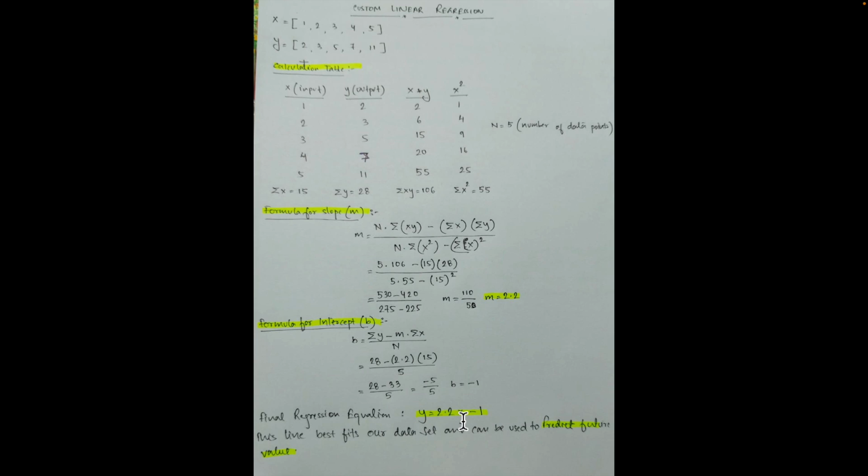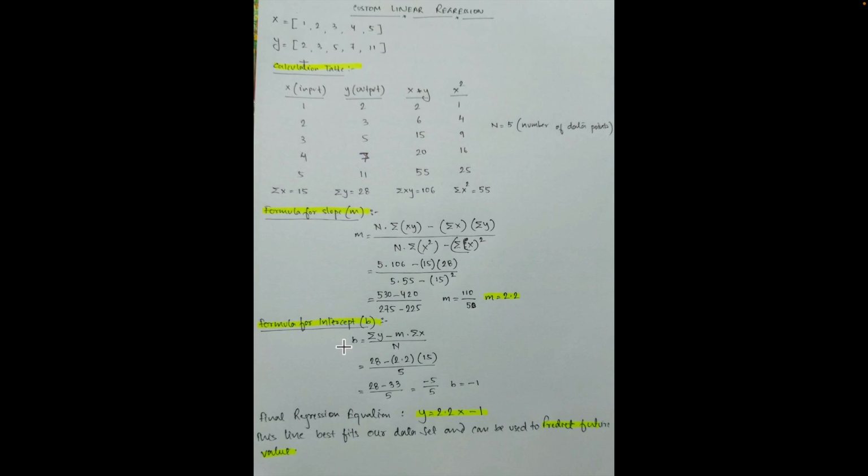Okay, so before I get into the equation y equals mx plus b, how do I get the m? m is the slope, and here comes the formula. I just need to put the data in the formula. So n is the number of data points, that is 5, into summation of xy. xy is this one, 105, minus summation of x, my input, into summation of y, divided by n, again 5, into summation of x square. x square is 55, minus summation of x whole square. Summation of x is 15, whole square is this one, and once I do that, I get the value of m as 2.2.